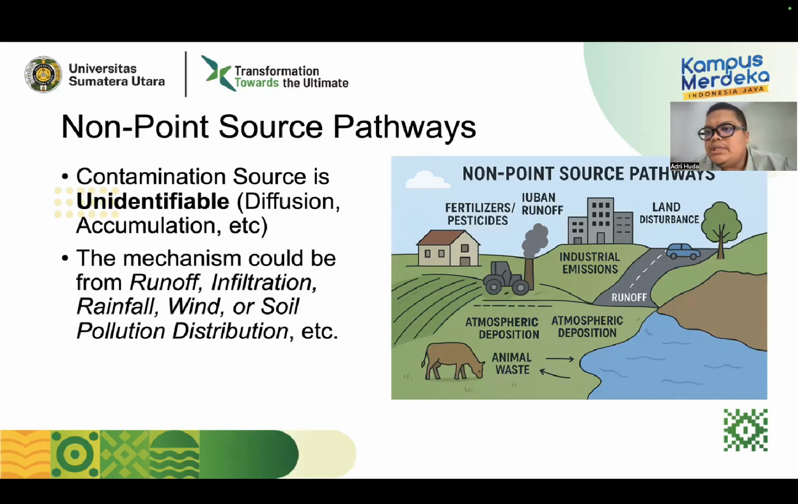It could be infiltration, meaning that the contamination comes from the soil, through the soil-water interaction that we mentioned before in the first meeting. And it could be from rainfall, meaning that industrial emissions, carbon dioxide, and nitrogen oxide in the atmosphere are transported by the rainfall, along with all of those pollutants, and so on. So that's the non-point source pathway, meaning that we couldn't identify the source of the pollution.